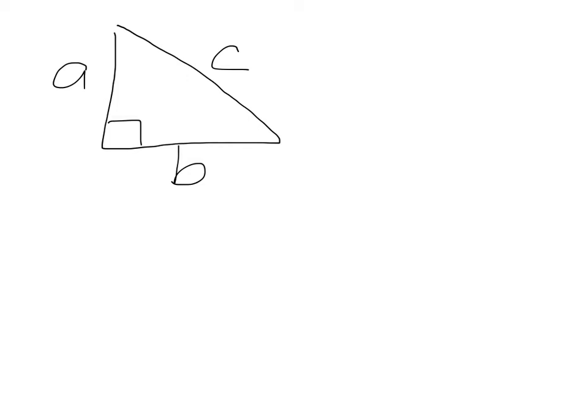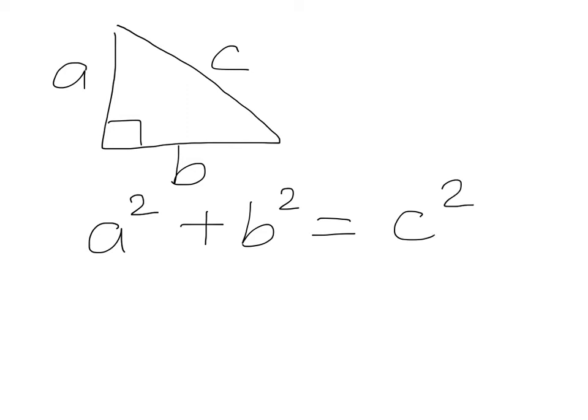What the Pythagorean theorem says is the sum of the squares of the lengths of the legs. Well, the lengths of the legs are A and B. The squares of the legs are A squared and B squared, and the sum of those is A squared plus B squared, which equals the square of the hypotenuse, which is C squared. And uniquely, Pythagoras played around with this a lot.